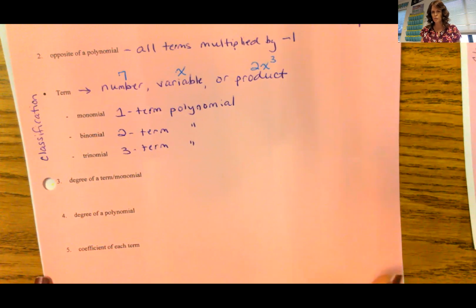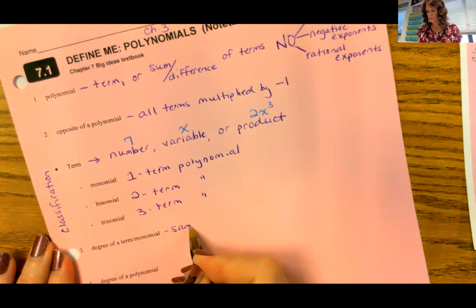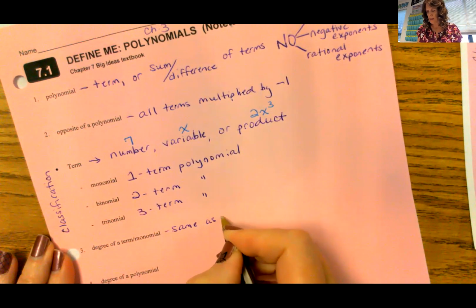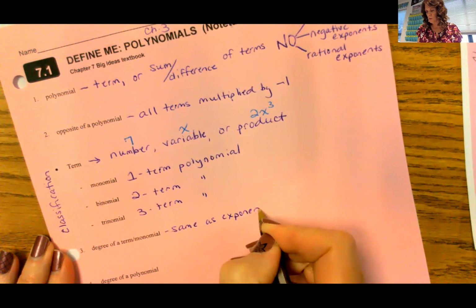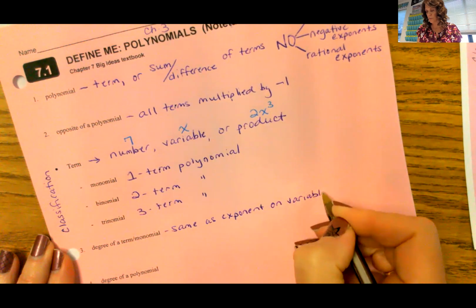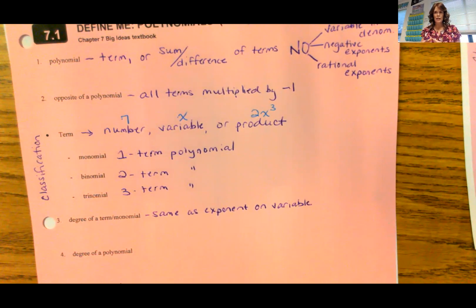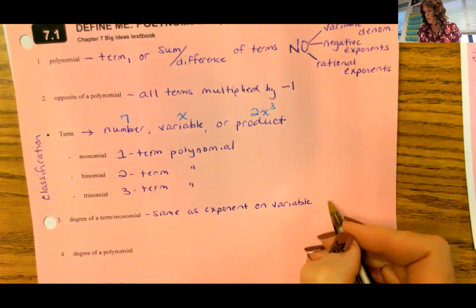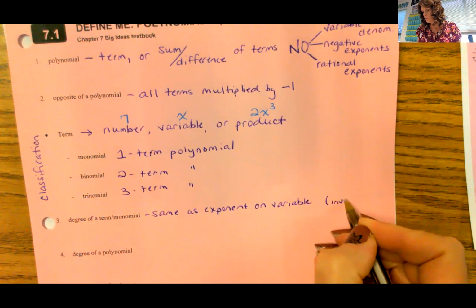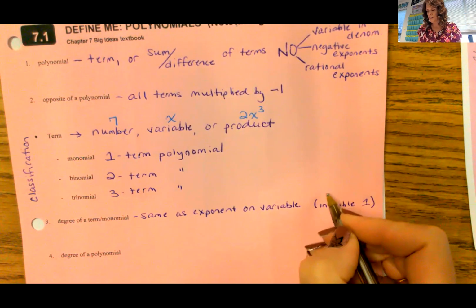Okay, well, what about the degree of a term or a polynomial? Well, the degree is the same as the exponent on a variable. Sometimes in notes it's a little caveman-like, right? But that's okay. If you don't see an exponent on a variable, then it's just an invisible one, right? It's actually there, we just aren't writing it. So it could be that there's this invisible one, if it's not there.